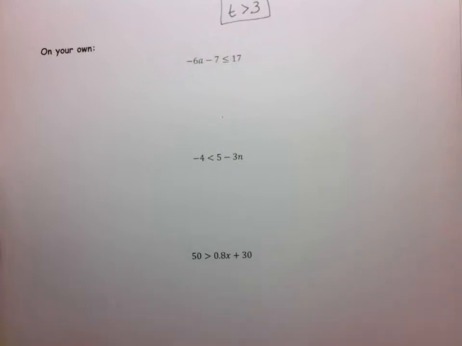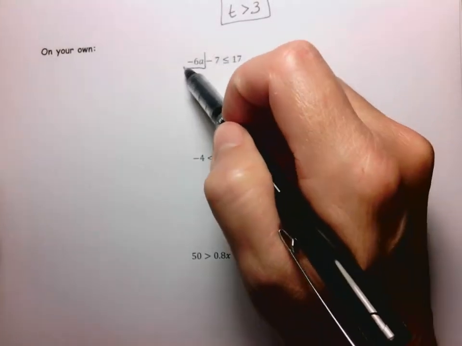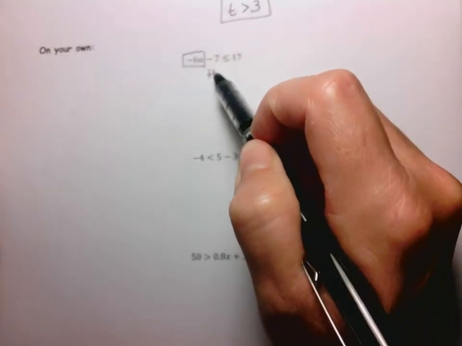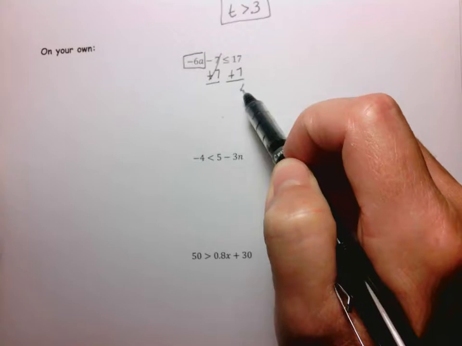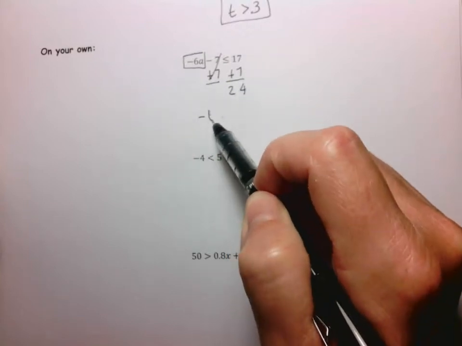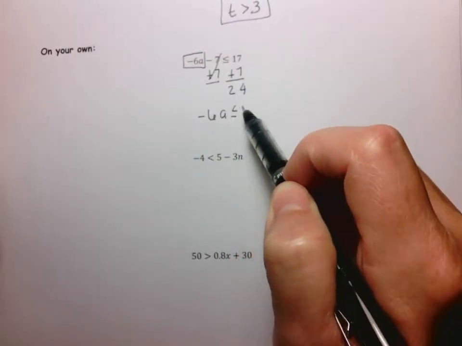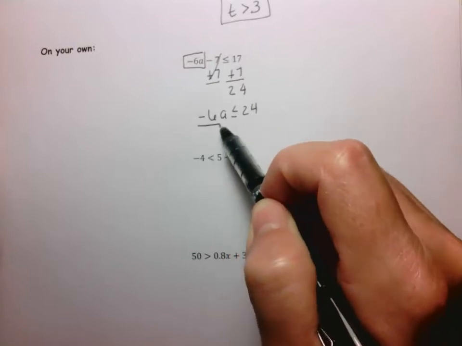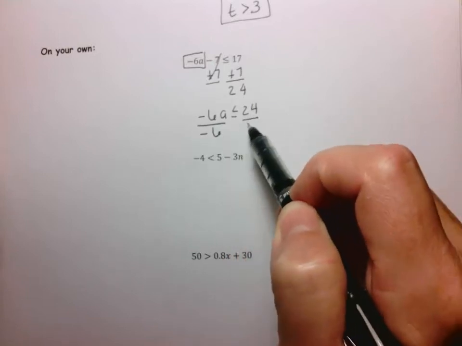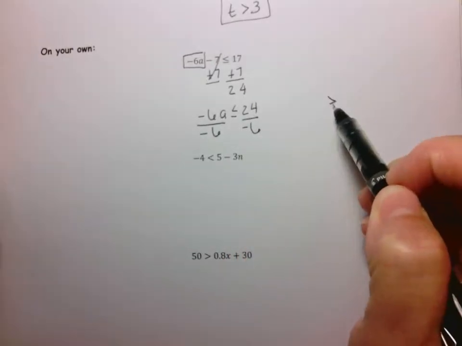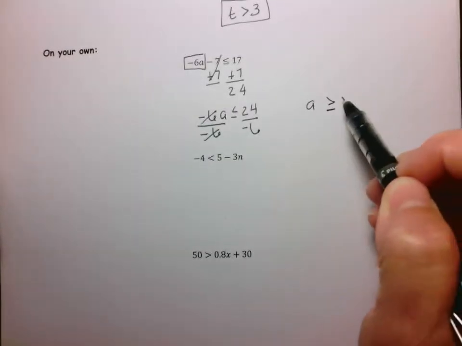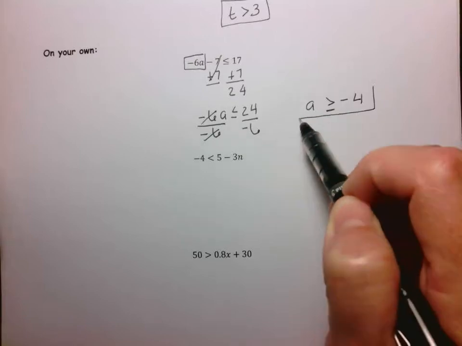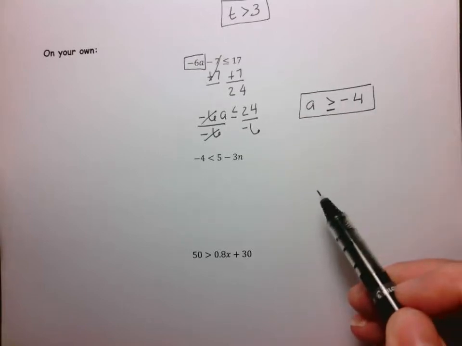Okay, so I want to deal with the term that has the variable last, so I'm going to start by adding 7 to both sides. Now I'm going to divide both sides by -6. I'm going to go ahead and flip my sign before I forget. And there's my answer.